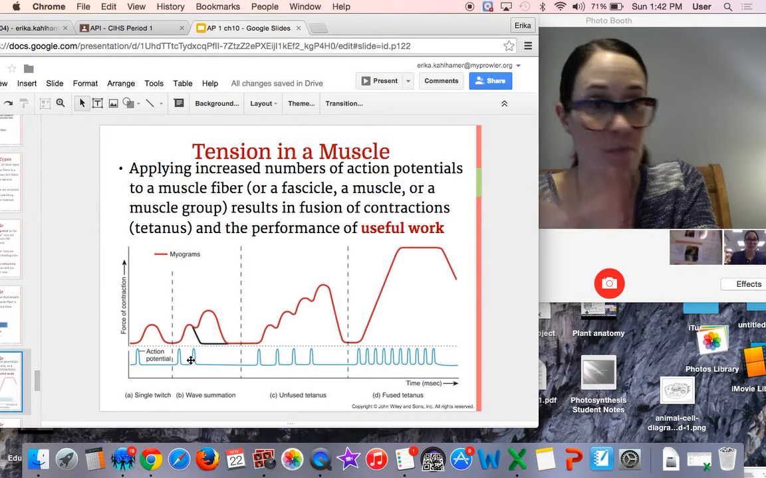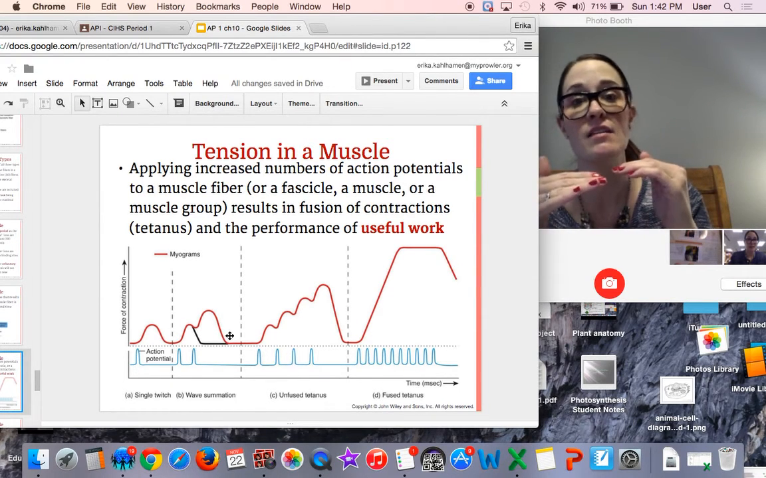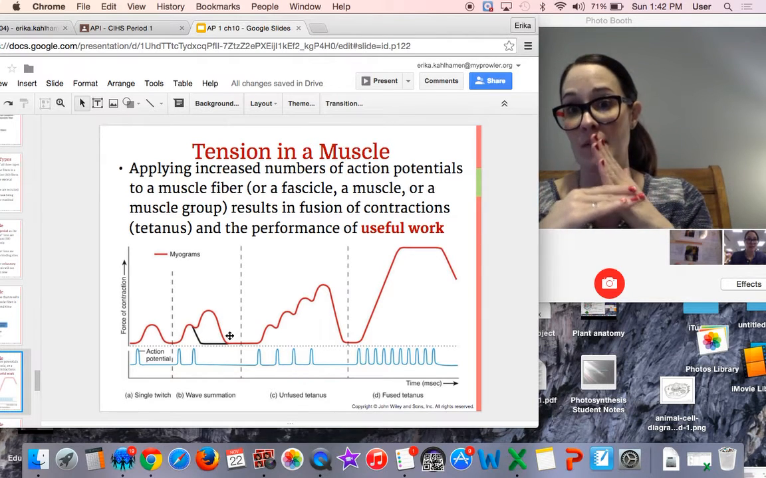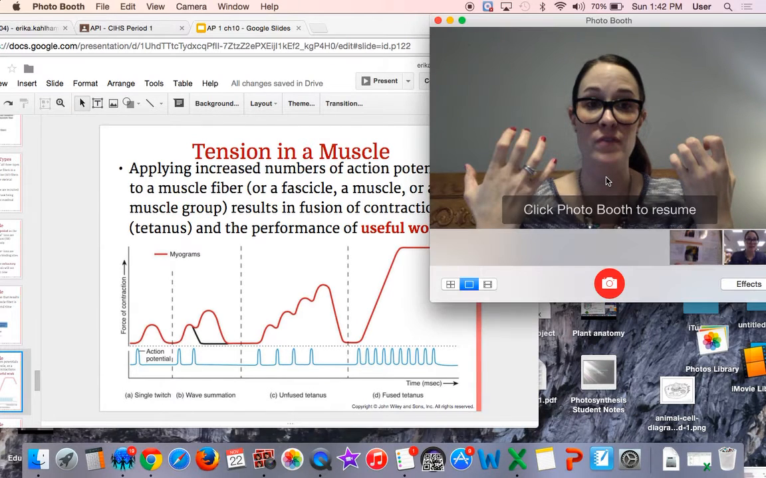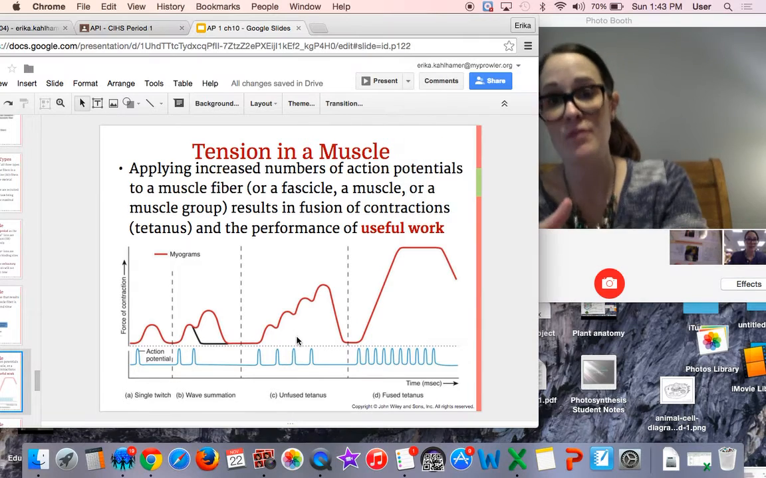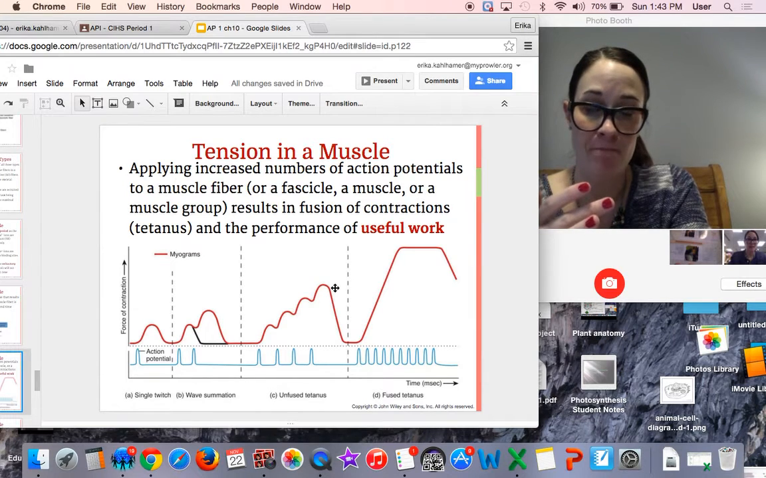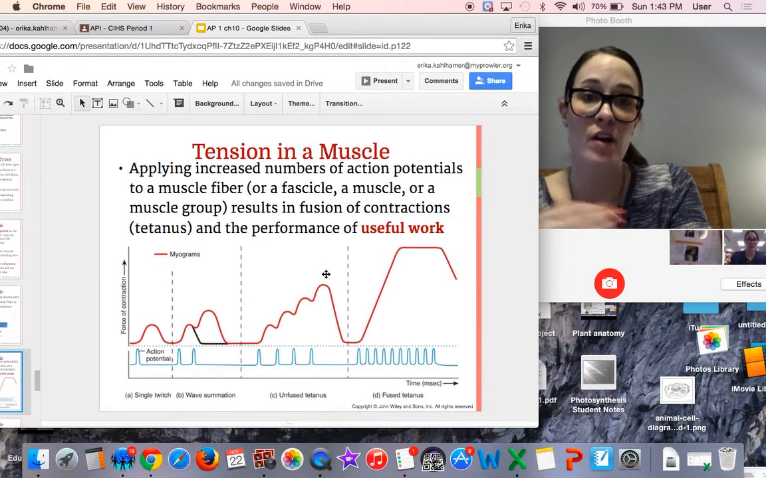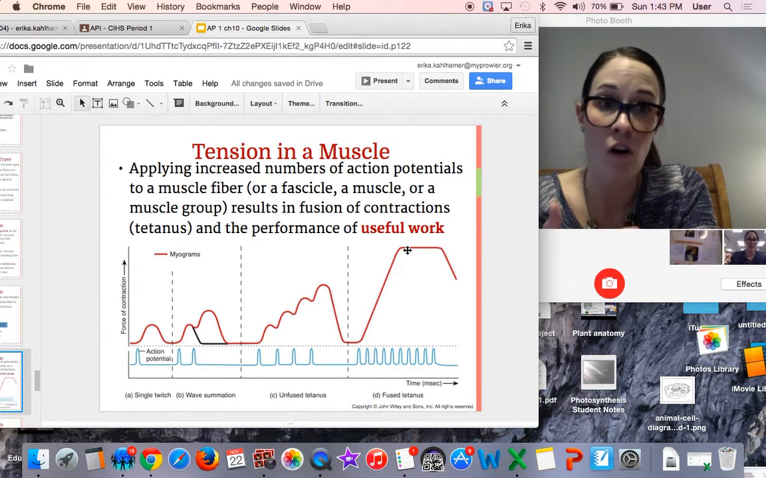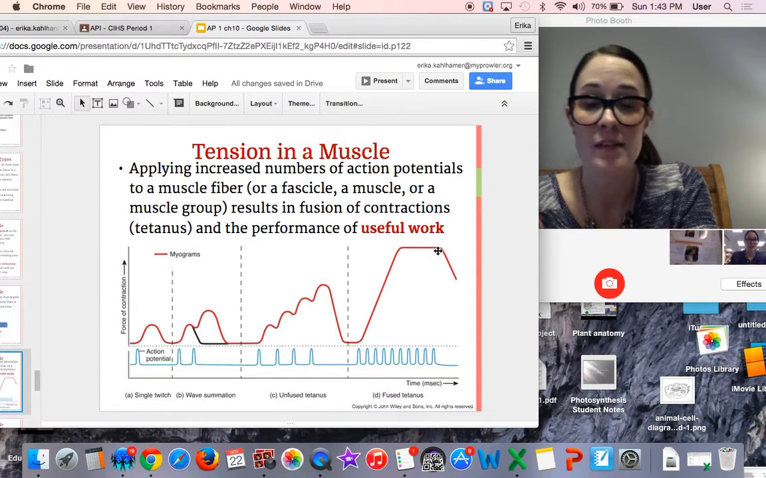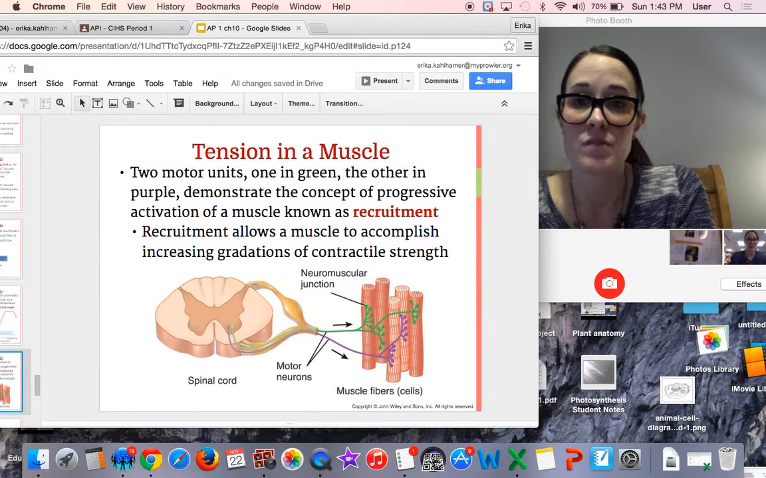Here is a few action potentials, so messages coming from the brain, and we see something called summation. Essentially, the forces of contraction are adding together, they're summing to produce a larger force of contraction. And then here is unfused tetanus, so essentially we're still getting a rest period in the muscles, okay? Then you can see the force is getting stronger. Fused tetanus is essentially when the muscle is not allowed to relax at all. That's why it plateaus here during that time. All right, so this is still about tension.